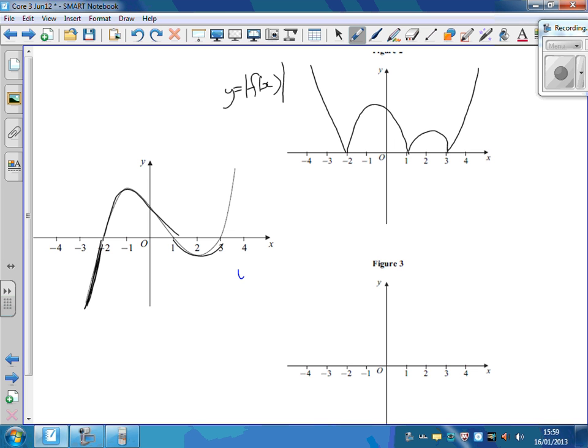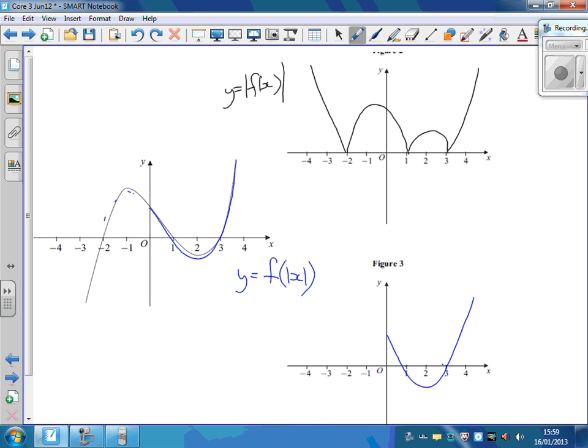The other one, though, is much more interesting. We don't get many of these. So we're going for f of the modulus of x. And thinking about this in two parts as well. The first thing we really need to think about is, what does it do for this part here? That when you just have an x value there, there's going to be no change to what we've got here at all. That we've just got the same shape.